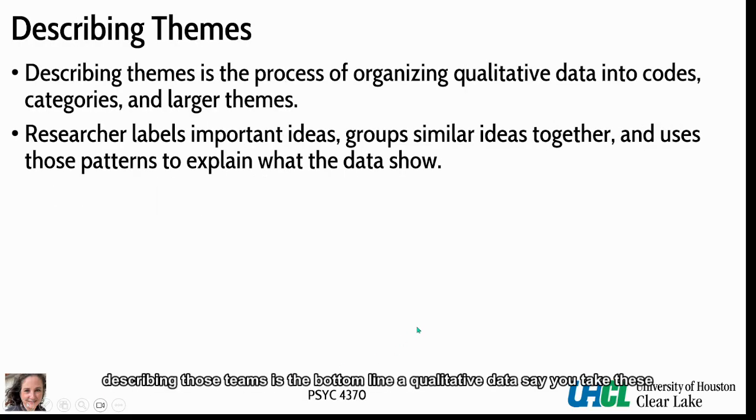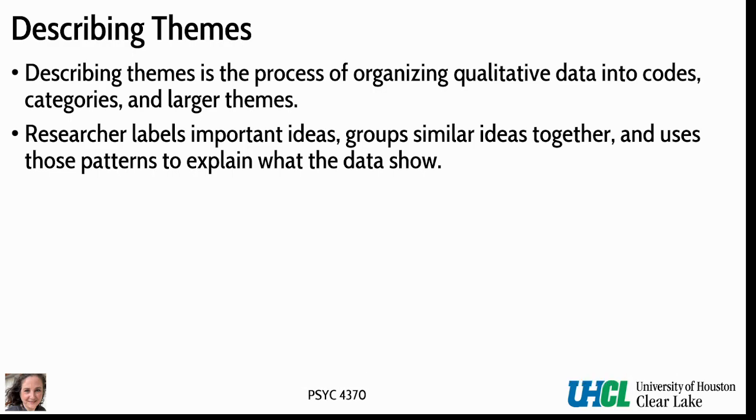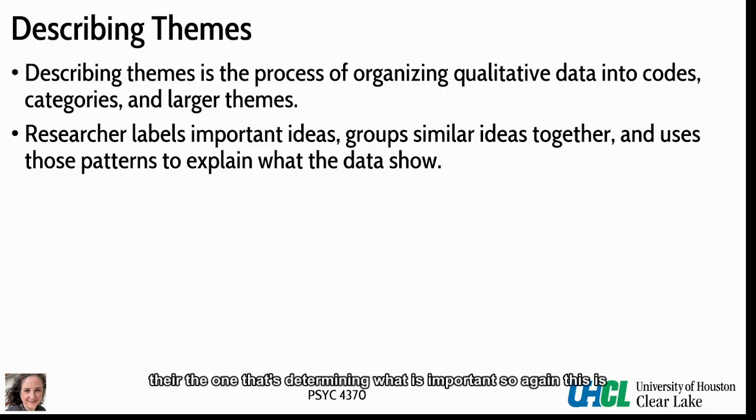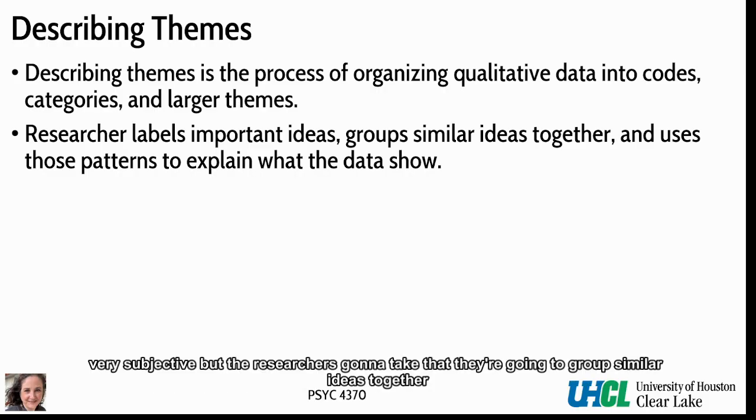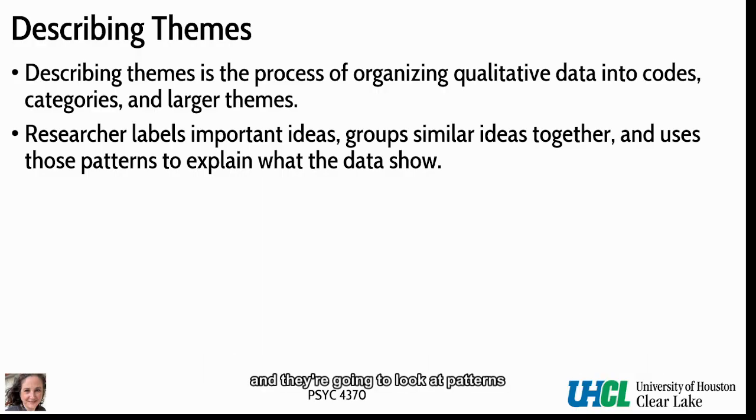Describing those themes is the bottom line of qualitative data. So you take these memos and notes and you start organizing them into thematic groups or categories, and you code that into those larger themes. The researcher is the one that is doing the labeling. They're the one that's determining what is important. So again, this is very subjective. But the researcher is going to take that, they're going to group similar ideas together, and they're going to look at patterns to try to explain what the data are showing.